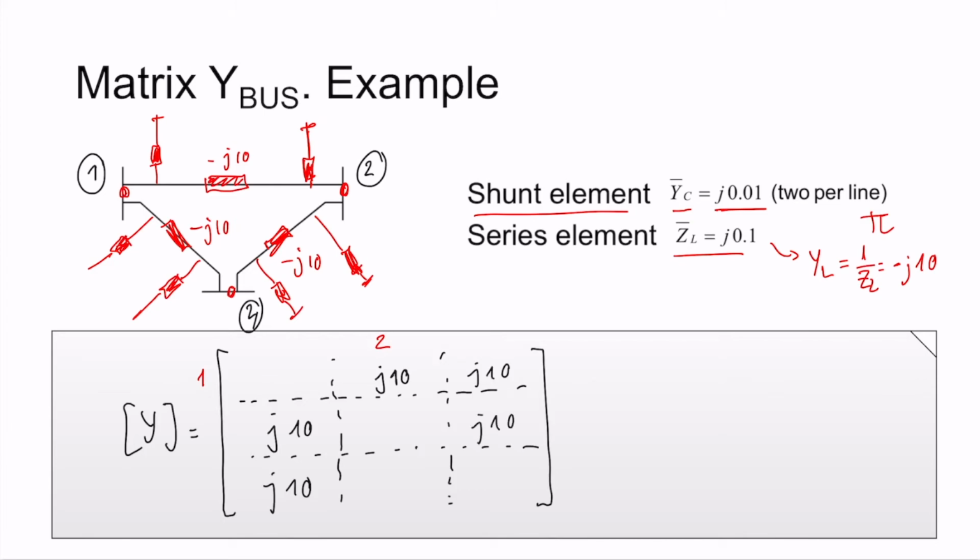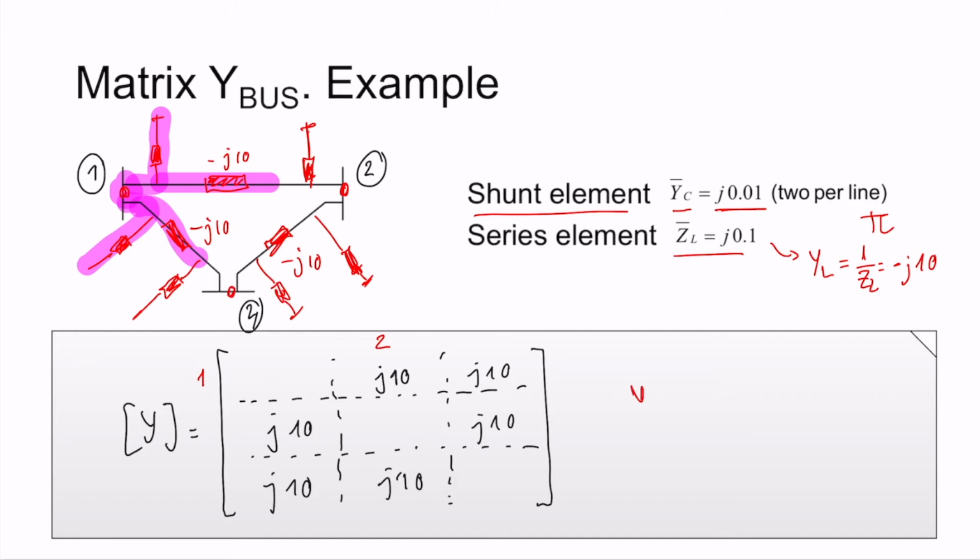This is J10, and this is J10. Okay, next thing is to compute the diagonal elements. Remember, in the diagonal element, we have to sum up all the elements that are connected to this node. For instance, in node 1, I have connected one of these shunt elements, I have this other shunt element, I have this series, and then I have this other series.